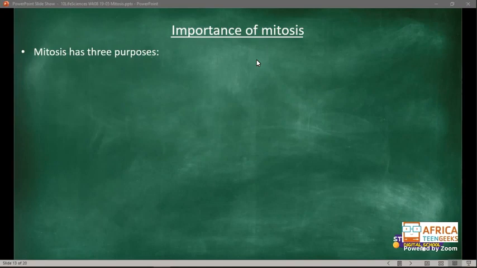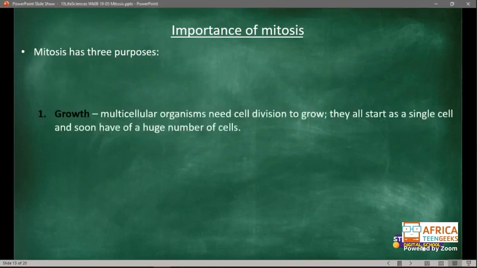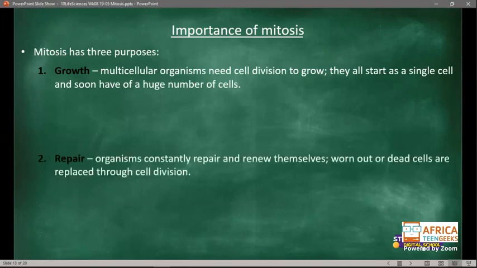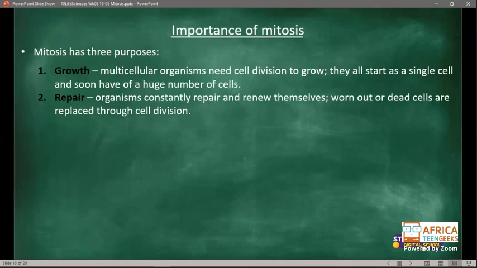Thanks for these responses. So the functions or the roles or the importance of mitosis is for growth. So in multicellular organisms, mitosis or cell division is needed for growth. They all start as a single cell and soon have a huge number of cells. And then you mentioned repair. So organisms constantly repair and renew themselves. So worn out or dead cells are replaced through cell division.